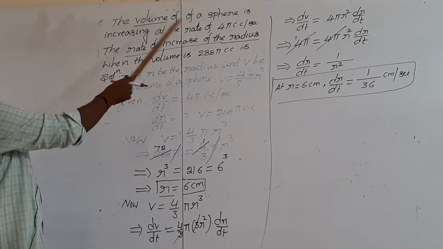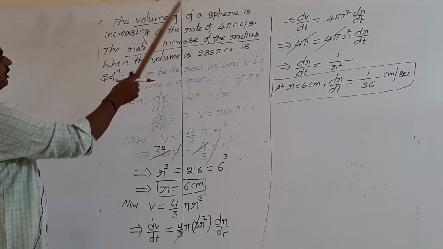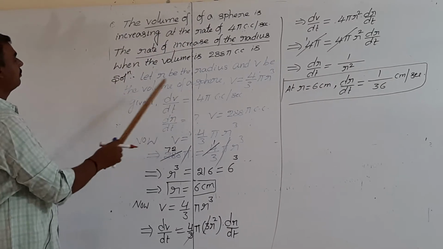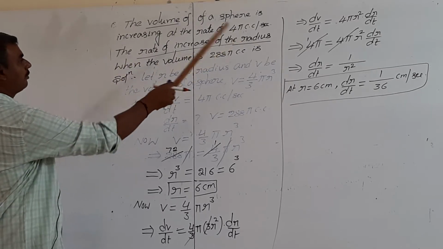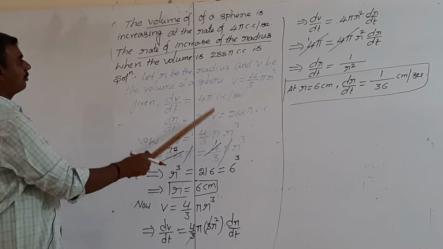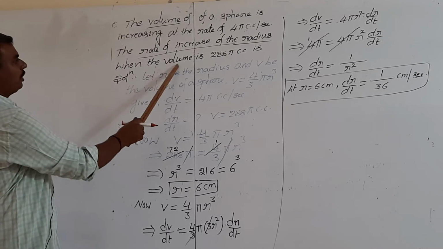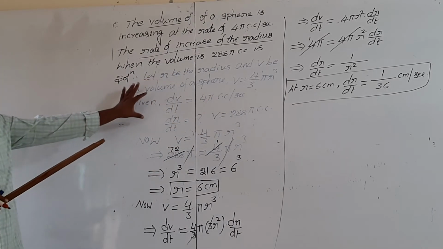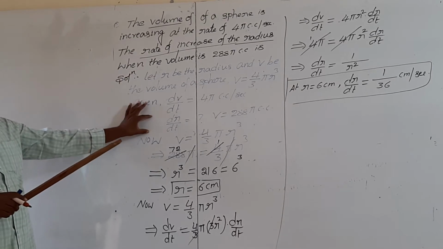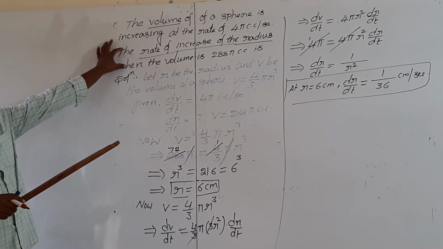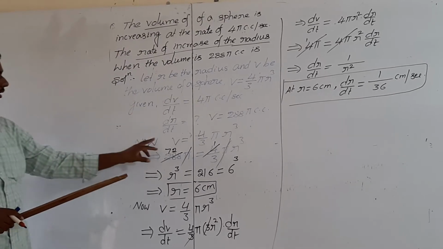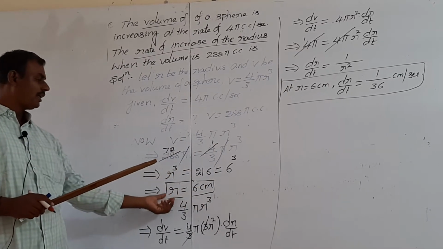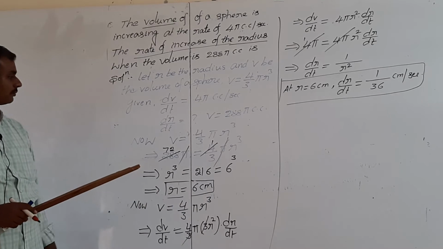The volume of a sphere is increasing at a given rate dV by dt. We need to find the rate of increase of the radius, dr by dt, at an instant where the radius is given. So initially we need to find the radius of the sphere, using the volume of a sphere formula.